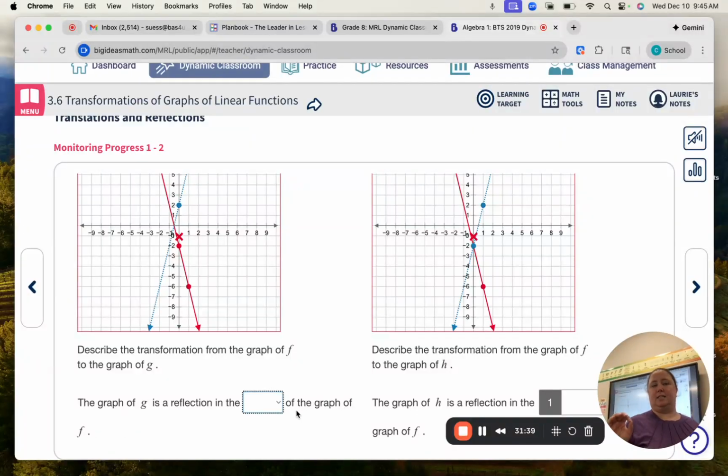All right, so let's describe these. The graph of this first one is a reflection. On which axis did it flip across? We moved on the Y line, but which one did it flip across? It went from here up here across this line. So when you're moving the Y value, you're moving across the X axis. Not confusing at all.